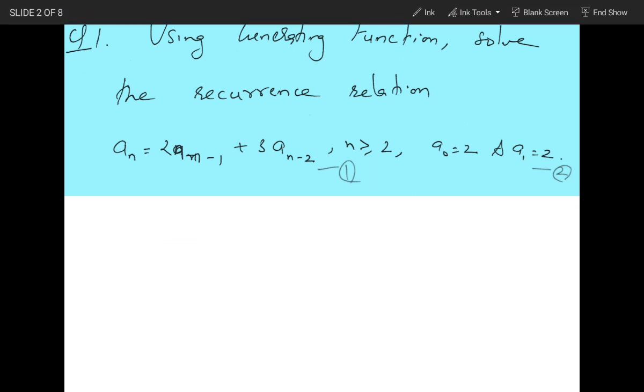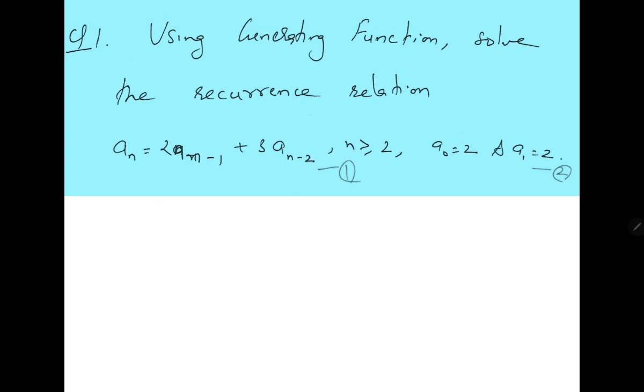a_n is equal to 2a_(n-1) plus 3a_(n-2) with the initial conditions, and we need to solve it using a generating function. So when I say generating function, I will assume it is the ordinary generating function, which is a_0 plus a_1 x plus ... plus a_n x^n, which is the summation of a_n x^n.